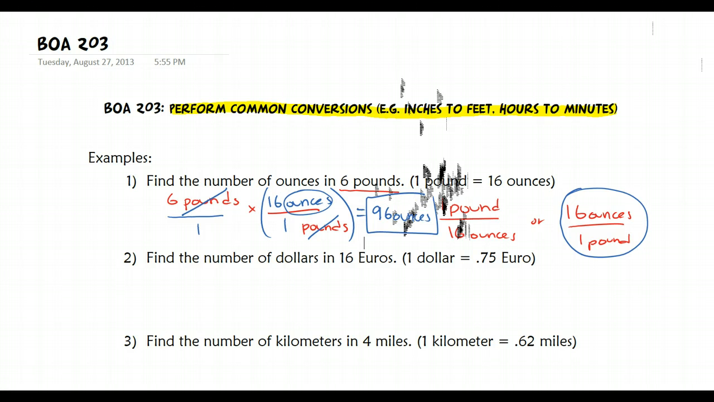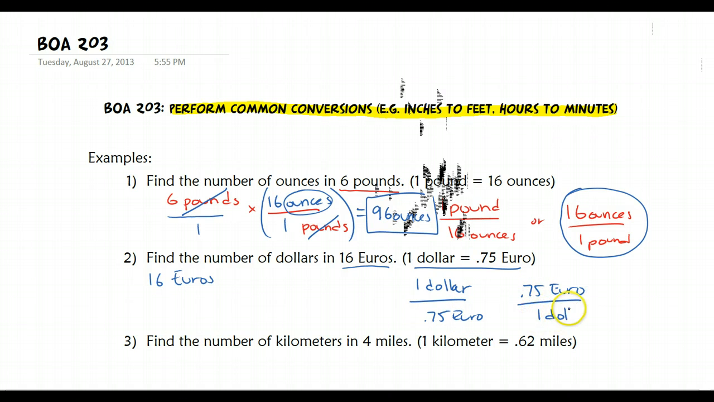Okay, now in problem number 2, we're asked to find the number of dollars in 16 euros. So let's again start with this. We're going to write that out first, 16 euros. And then we can write this conversion here in two different ways. So we have $1 over 0.75 euro and 0.75 euro over $1. So these represent the same exact conversion, just written a different way.